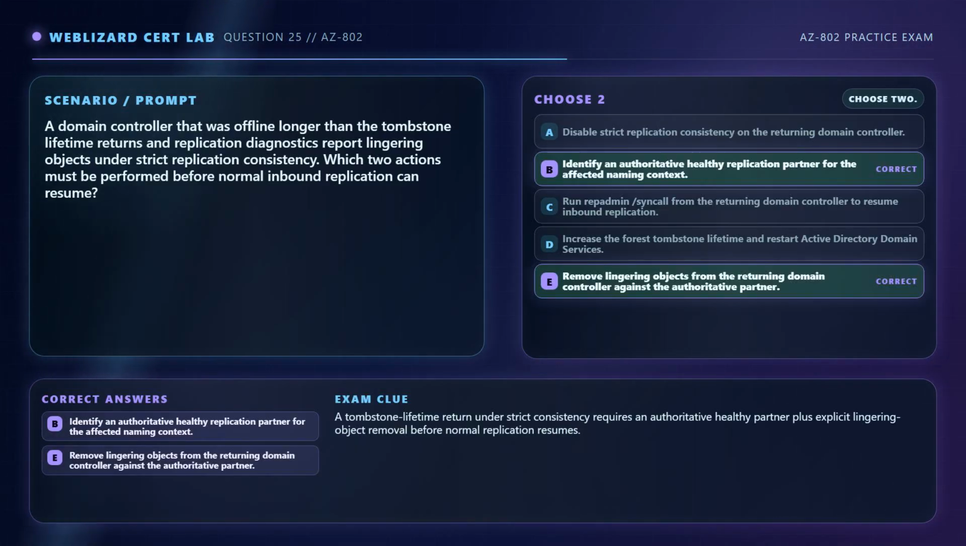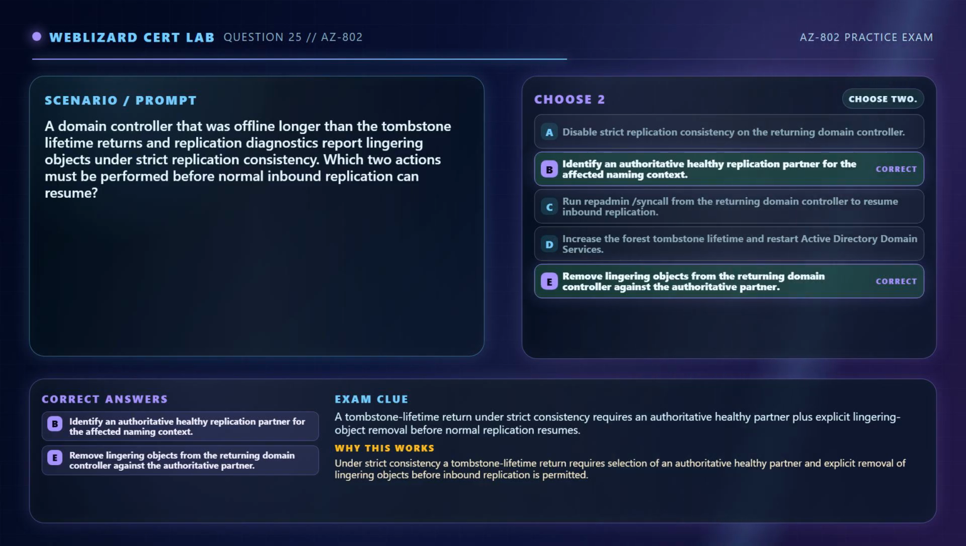The correct answers are B and E. Option B. Identify an authoritative, healthy replication partner for the affected naming context. Option E. Remove lingering objects from the returning domain controller against the authoritative partner.